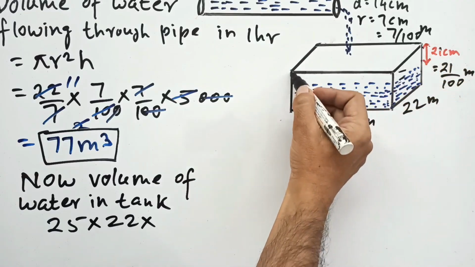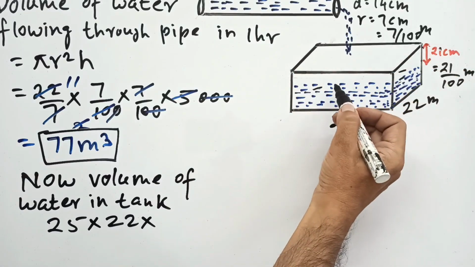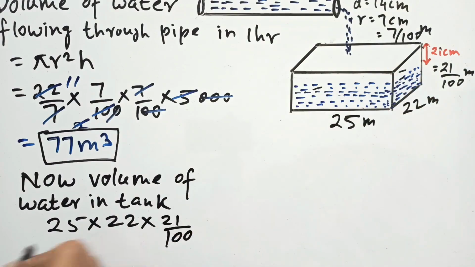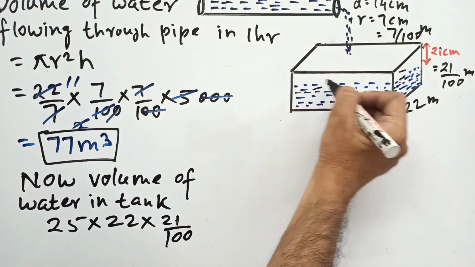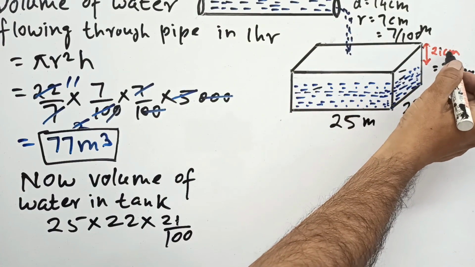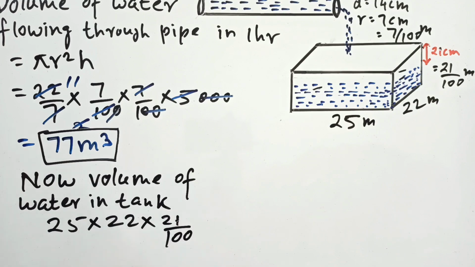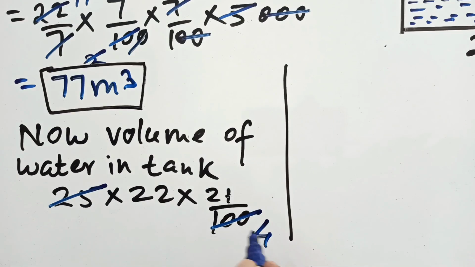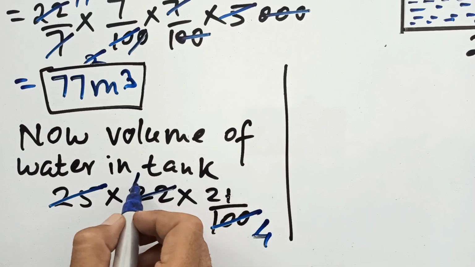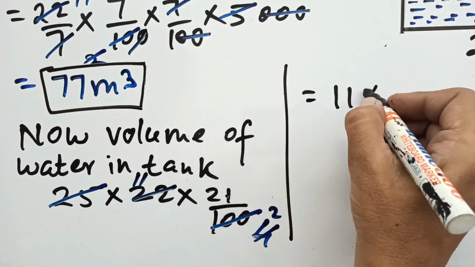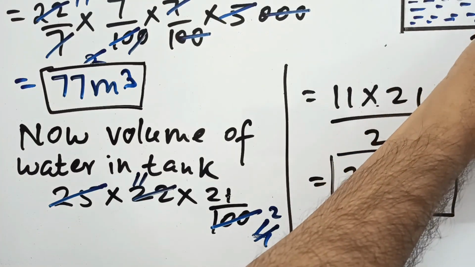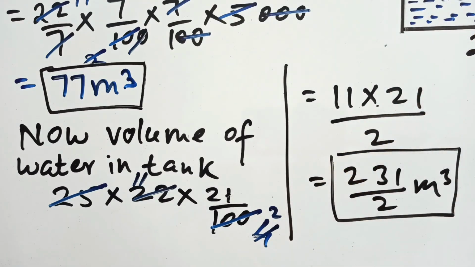Means this level, this upper volume. So the height we will consider is 21 upon 100 meter. So the height of the water level is 21 upon 100 meter. Now again focus on the calculation. This is the volume of water raised in the rectangular tank, 231 upon 2 meter cube.